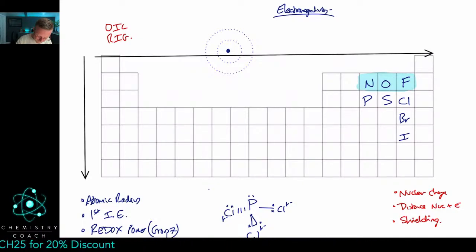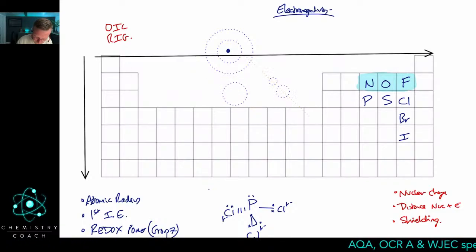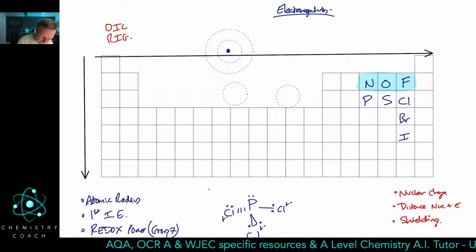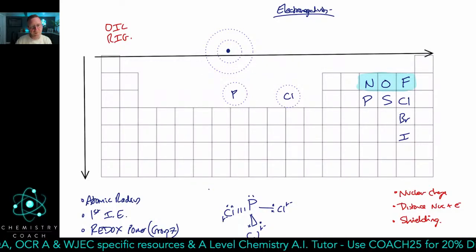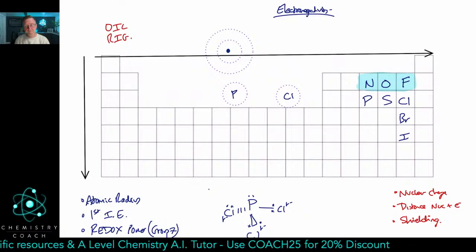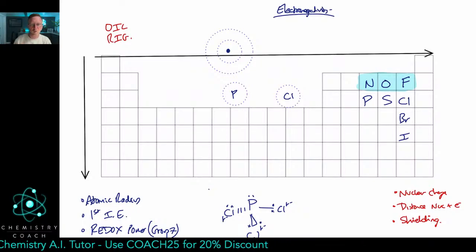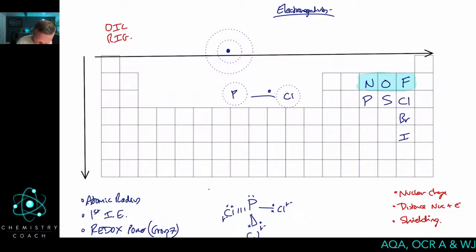Well, let's say we've got phosphorus and we've got chlorine. They're both in the same period. All right. Now, why is chlorine more electronegative? Ask yourself, why is chlorine better at attracting this bonding pair of electrons between the two?